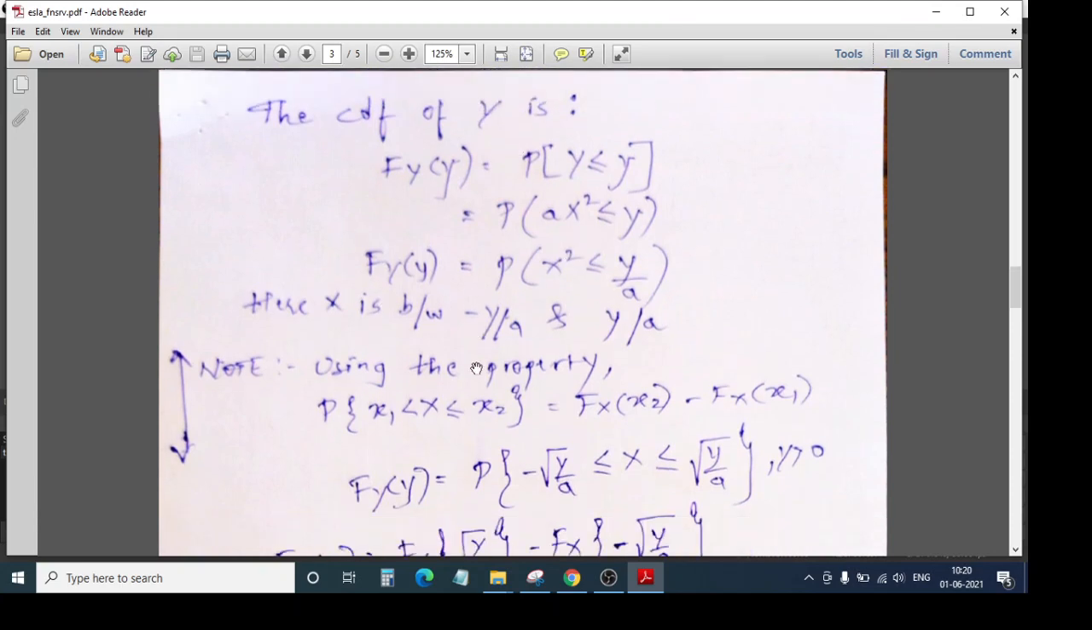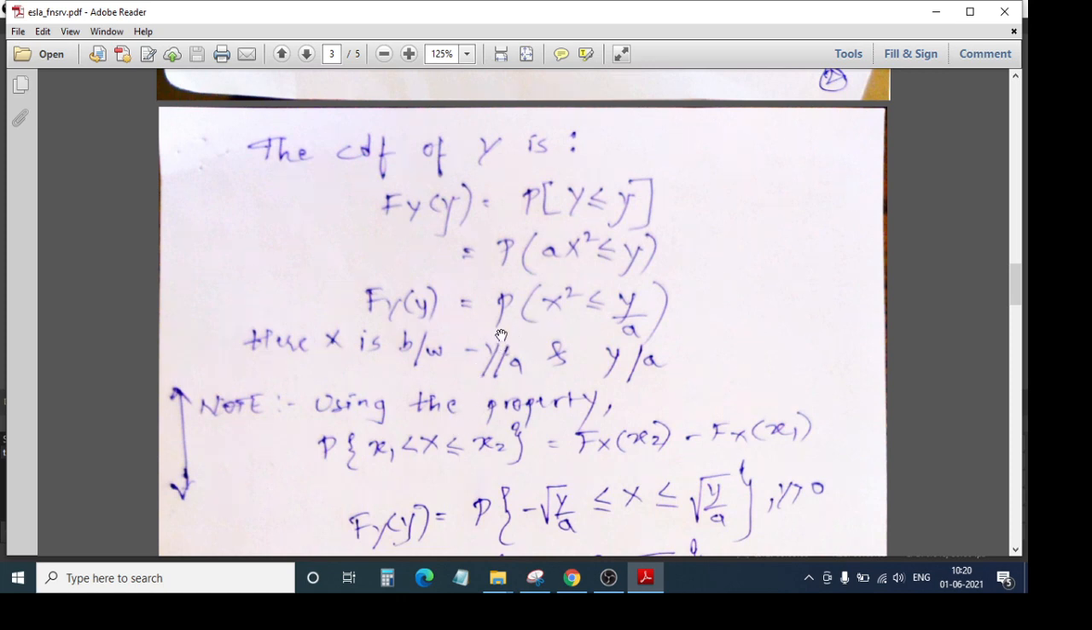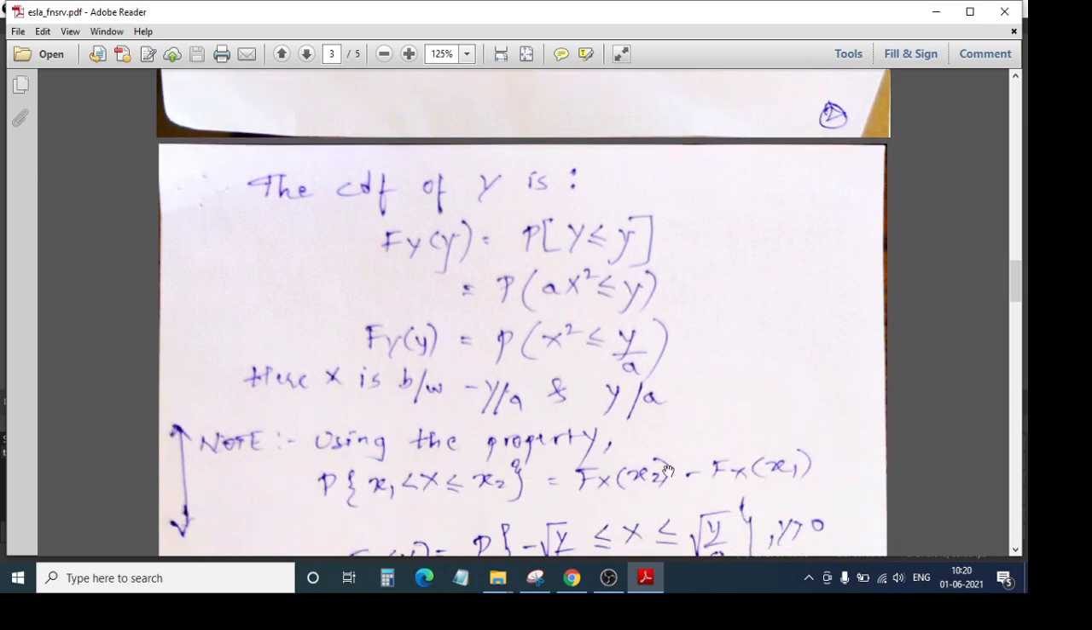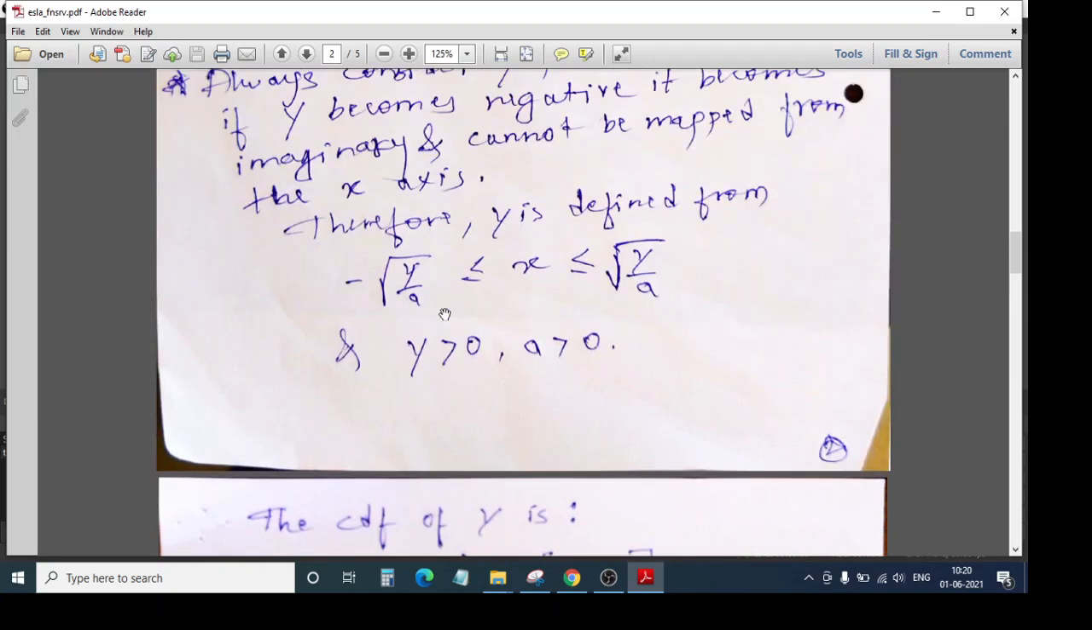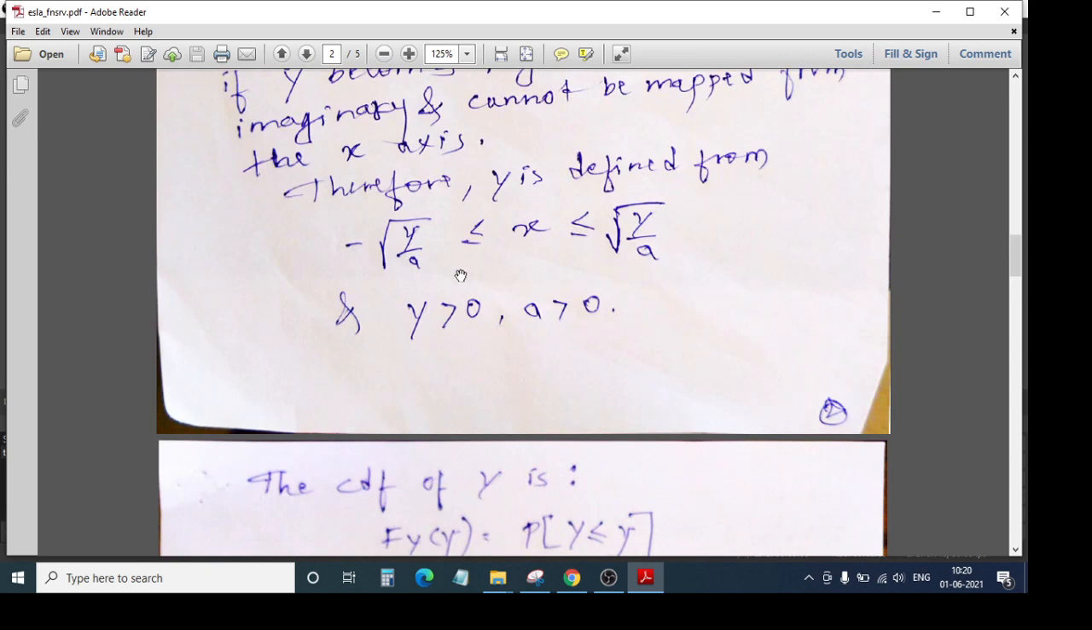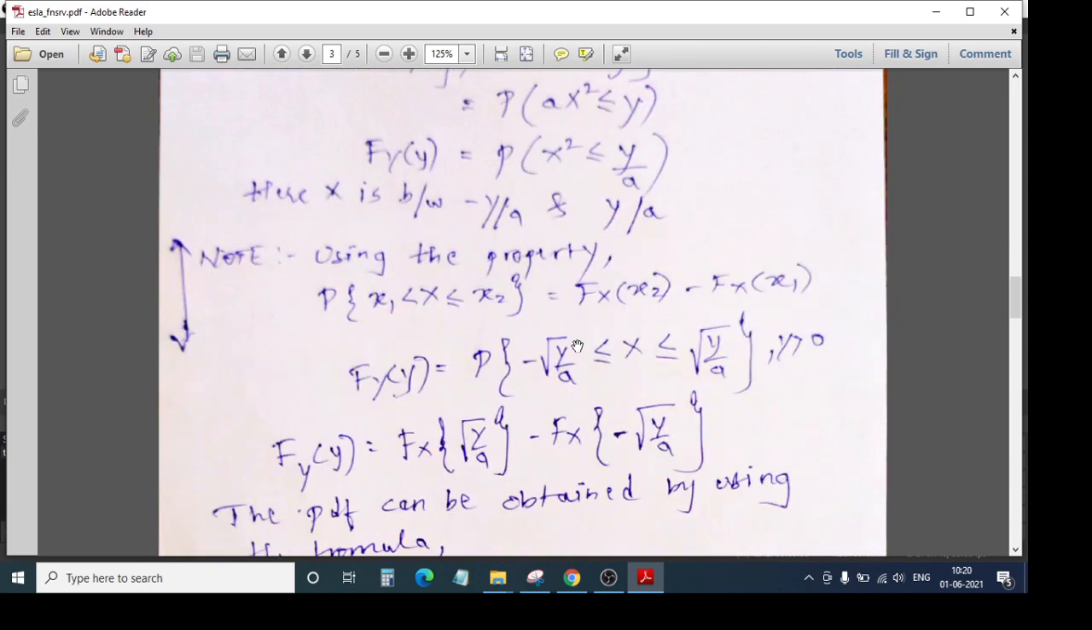Okay, now we already know a property. In order to solve this, we already know a property, that is nothing but when x is between x1 and x2, it is nothing but Fx of x2 minus Fx of x1, that is CDF of the second term x2 minus the CDF of the first term. So this is nothing but Fx of x2 minus Fx of x1. Okay, sorry, this is Fx of x2 and this is x1. So that's what we have done here.